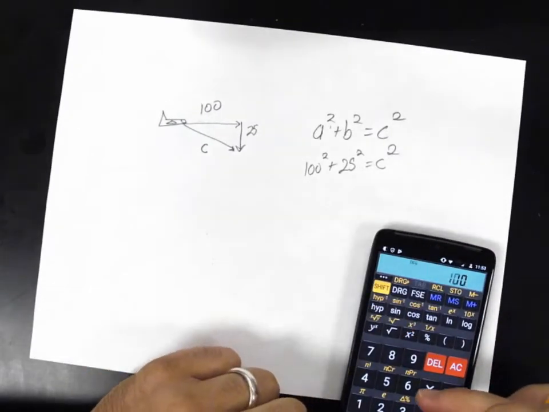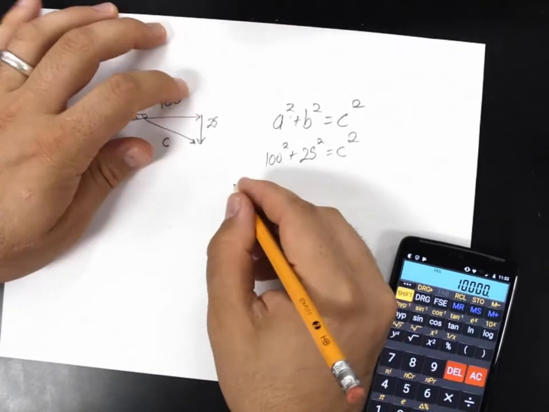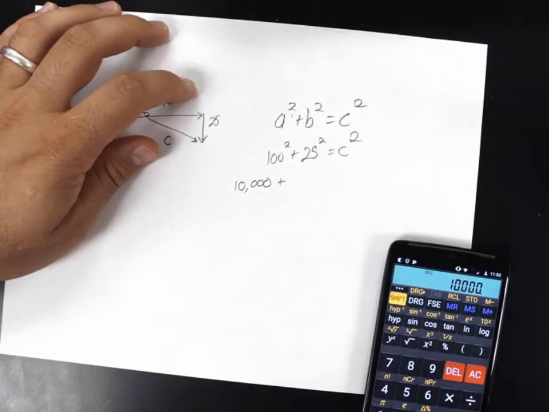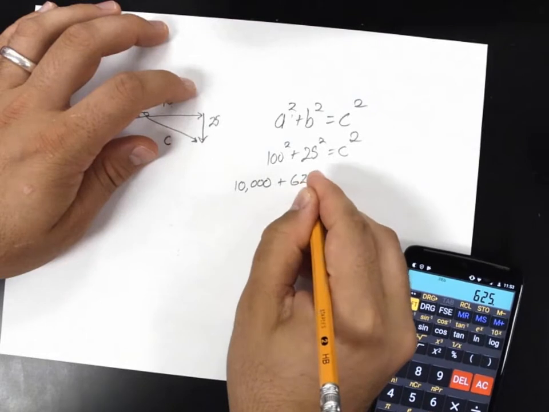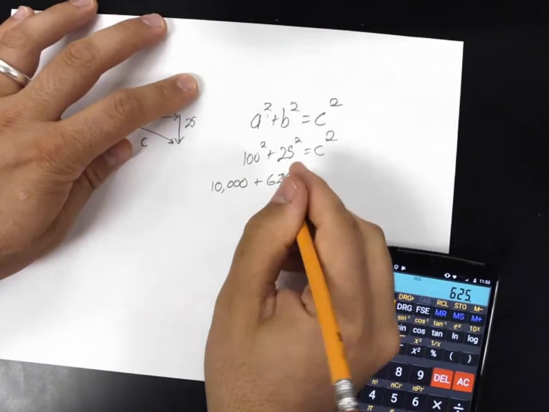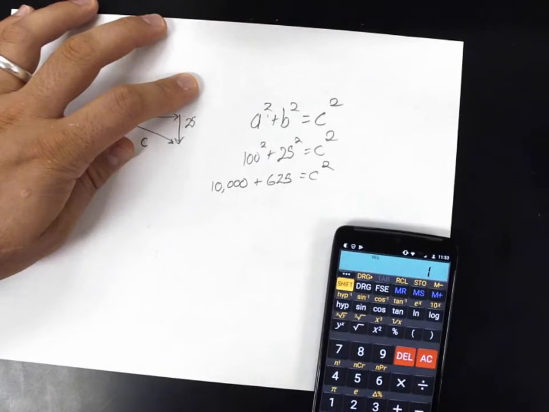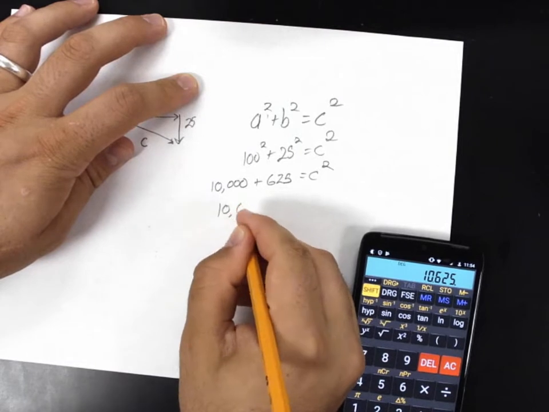Okay, so 100 squared is 10 grand. I knew that one. Why did I do that in the calculator? Plus, it's for your sake, right? 25 squared, which is 625. A lot smaller than you might expect. Equals c squared. Now we add those two numbers together, 10,000 plus 625, and we find ourselves with 10,625.